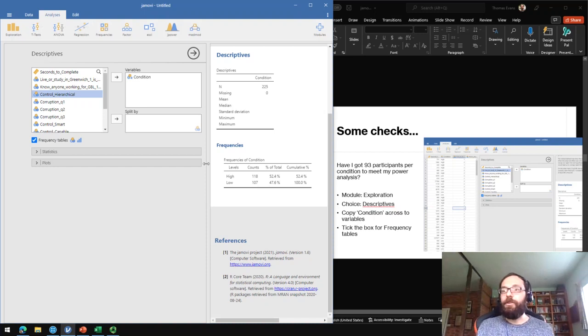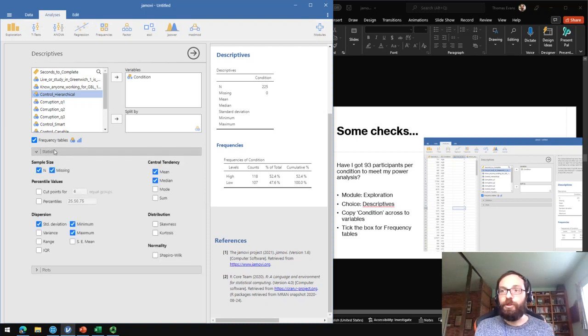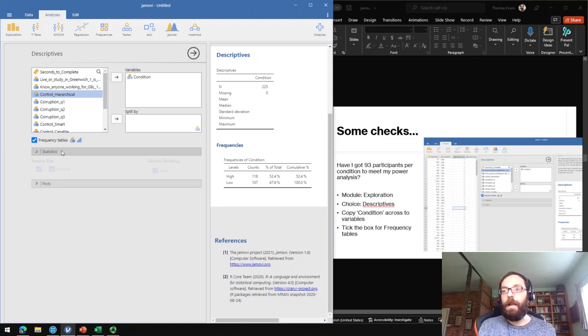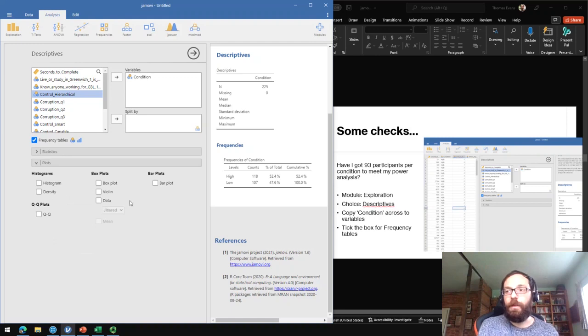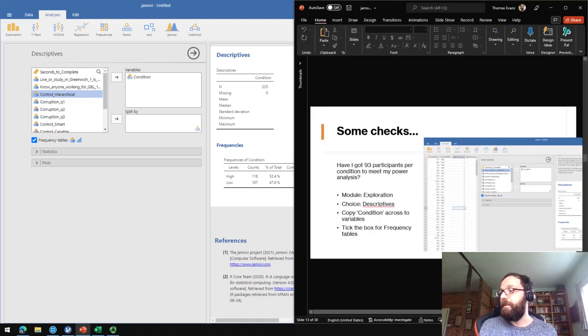So hopefully you can see here you can play around with all sorts of options. You can ask for different types of statistics if you'd like them: mean, mode, variance, range, that sort of thing. We can also have a look at skew and kurtosis and normality, and you can also plot a variety of different things. And we'll come back to some of these options very shortly. So first of all, we've agreed that we've met our sample size targets for our power analysis.